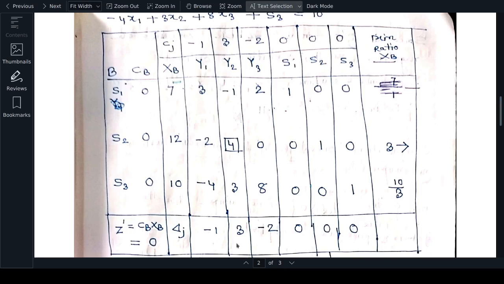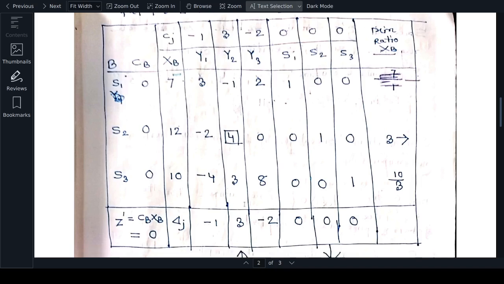4.3 and 4.4. So 4 is maximum. So you consider 4, meaning in which column 4 is present. Suppose y3 contains delta j value 4, then y3 is your incoming vector. Okay, incoming vector. Y3 is the incoming vector.